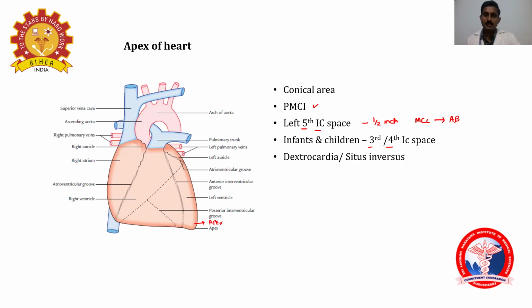What is dextrocardia and situs inversus? I told you that the heart is mostly on the left side. Some children or some patients may have the heart on the right side. That is called dextrocardia. Dextro means right, so right side heart is called dextrocardia. It can be associated with other abnormalities called situs inversus. Situs inversus means all the visceral organs will be located on the opposite side. For example, the liver is always on the right side; in a situs inversus patient, it will be on the left side. The spleen is on the left side; in this patient, it will be on the right side. So this part is called dextrocardia or situs inversus.